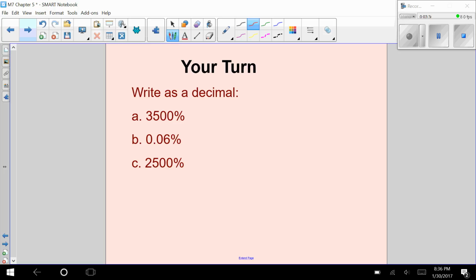Try these 3 on your own. 3,500% becomes 35. 0.06% becomes 0.0006. And 2,500% becomes 25.